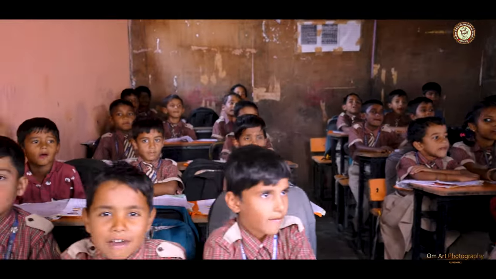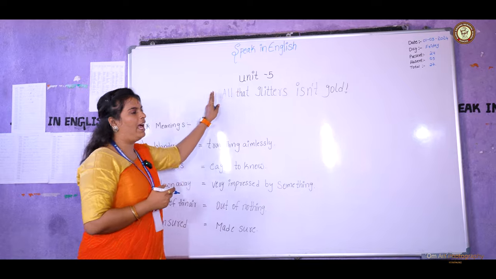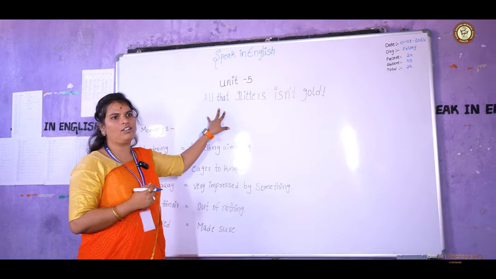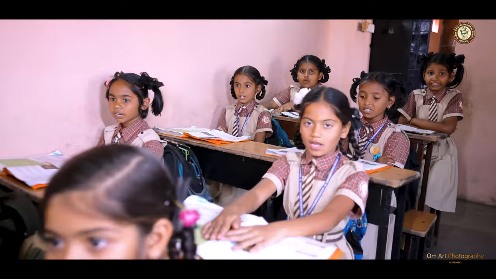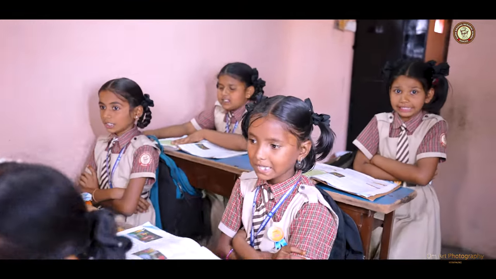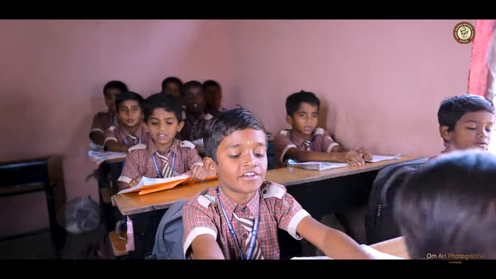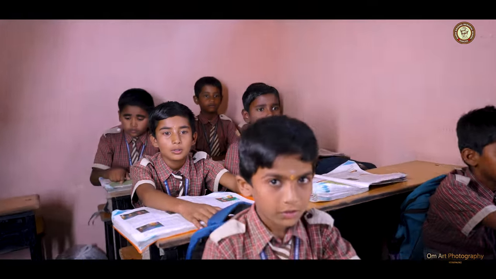Unit 5. We have All That Glitters Is Not Gold. Wandering. Traveling. Aimlessly. Eager to know. Blown away.